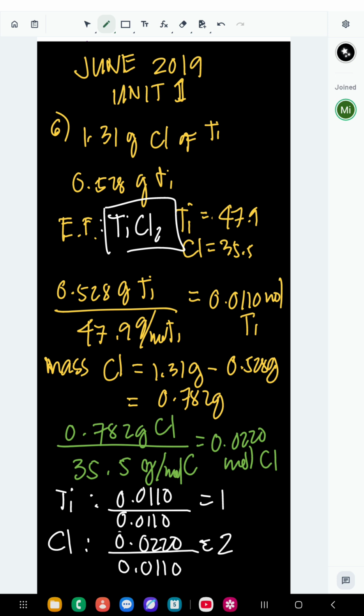Now we go to number 7. Which isotope is used as the standard in the definition of relative atomic mass? What does this mean? Which isotope is used as a standard in the definition of relative atomic mass? It should be carbon, right? But which carbon here? We have carbon 12 and carbon 13.